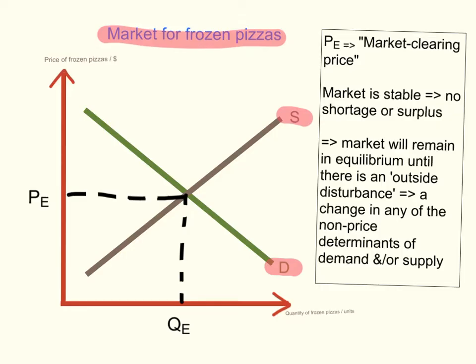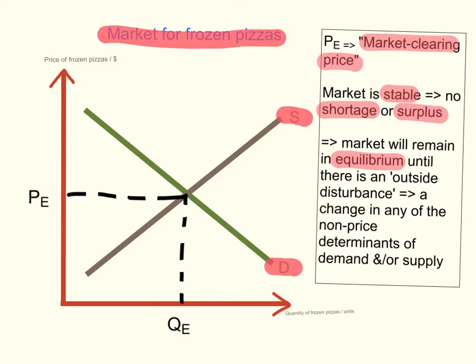different prices. Now, where the demand and the supply curve intersect, this will determine the equilibrium price and the equilibrium quantity. Now, the equilibrium price is the market clearing price. At this price, the market is stable. There is no shortage of frozen pizzas and no surplus. The market will remain in equilibrium.